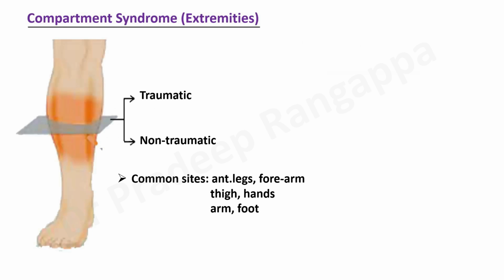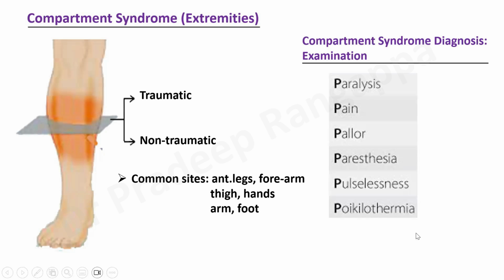The features of compartment syndrome are typically defined as the six P's, so you can remember that. They can have paralysis because there is increased pressure and compression of the nerves. They will have paresthesia because sensory and motor aspects will be lost. Severe pain is common, and pallor because there is hypoperfusion of that limb. There is pulselessness and poikilothermia. So the six P's are the typical features of compartment syndrome.